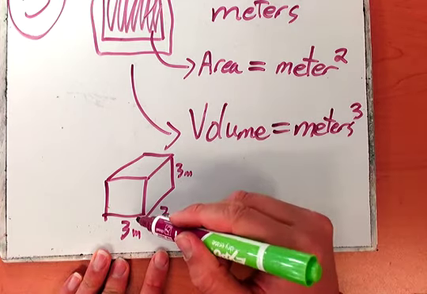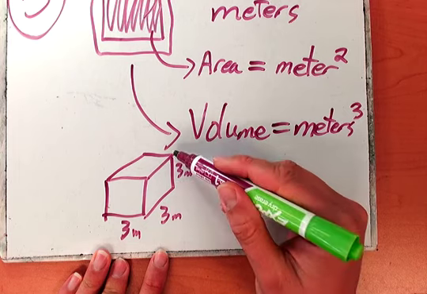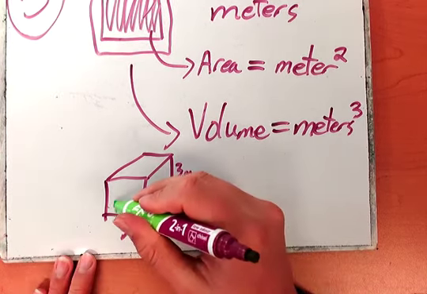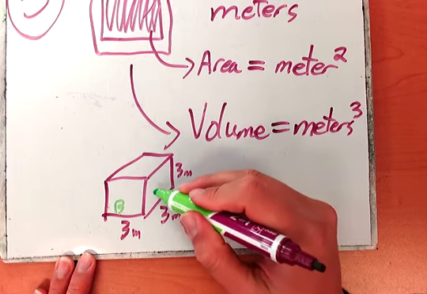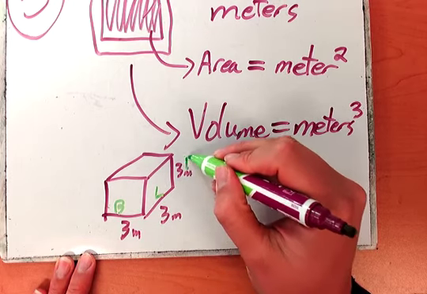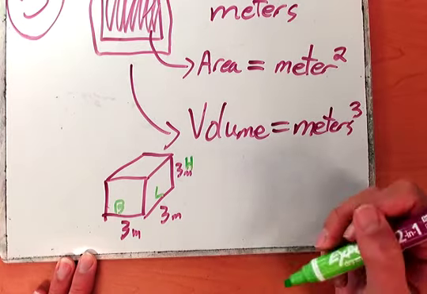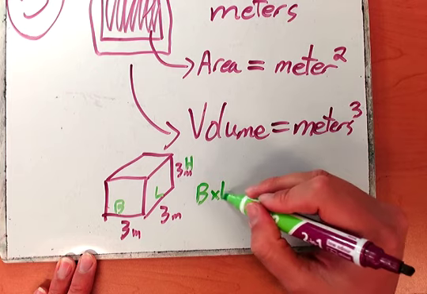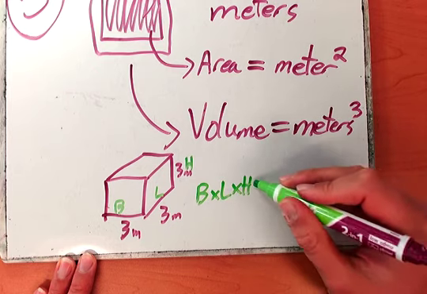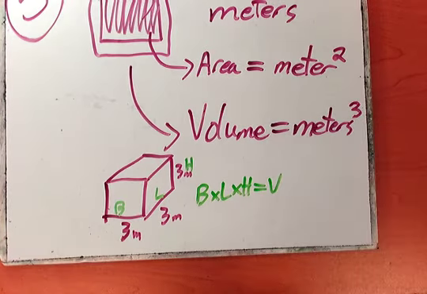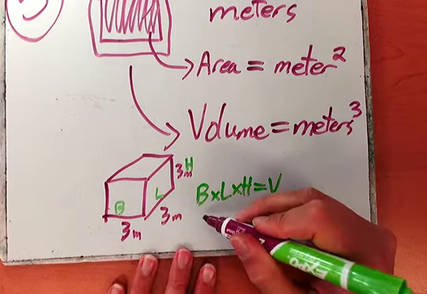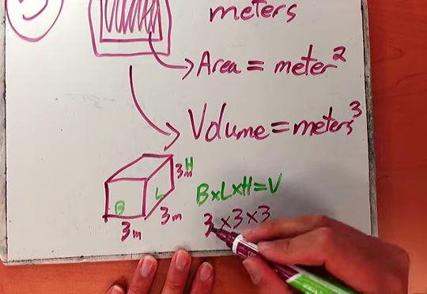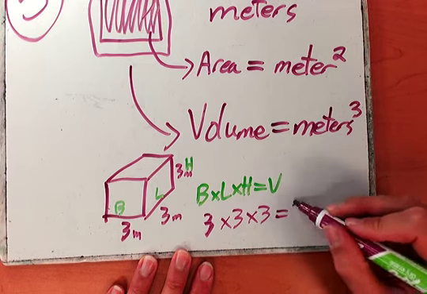Volume is base times length times height. So again, this side is the base, this side is the length, and this side is the height, how far it goes up. Base times length times height is the volume. So if we actually plug this in, 3 times 3 times 3, that's 9, times 3 is 27.